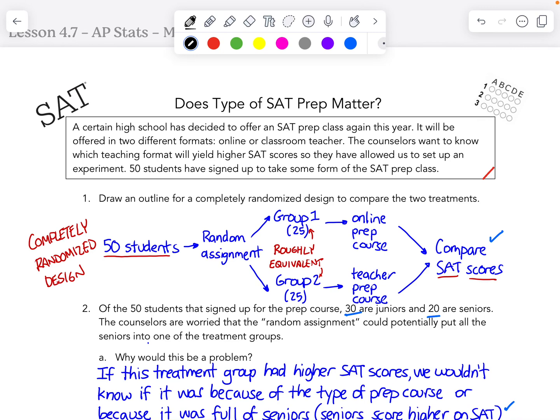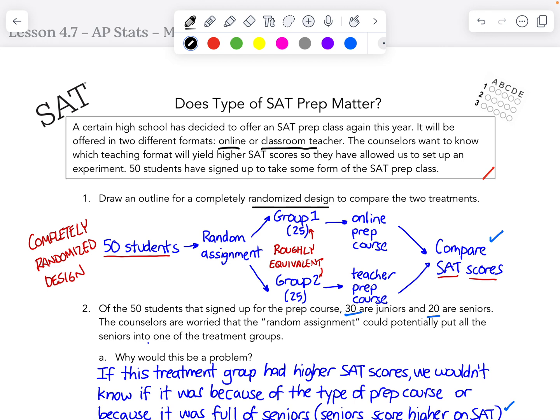Okay, today we're looking at the activity from lesson 4.7. To start the lesson, we're being asked to design experiments to compare students who take an online prep class with a prep class with a teacher in a classroom. In the first design, we need to do a completely randomized design for the two.